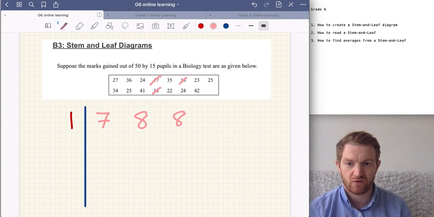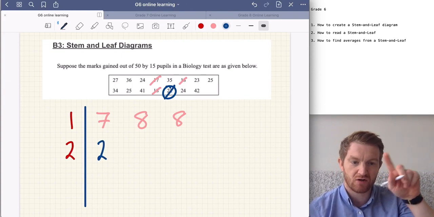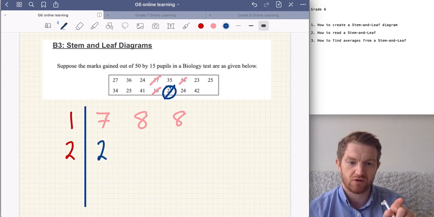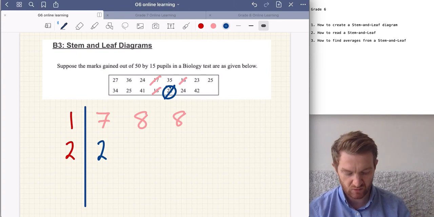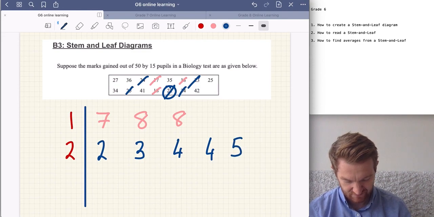Now the next number we've got is 22, which is here. 22 consists of 2 tens and 2 units. So we have to make a new column, like 2, 2. And then we do all the other numbers with 20 in. So we've got the next smallest number is 23. 23. Then we've got a 24. And another 24. And then a 25. Another 25. Ooh, running out of space. And finally a 27.